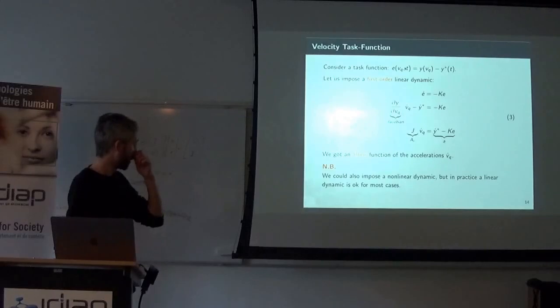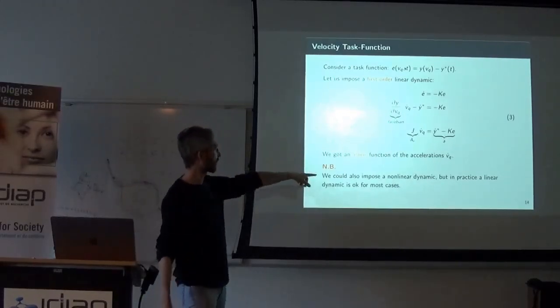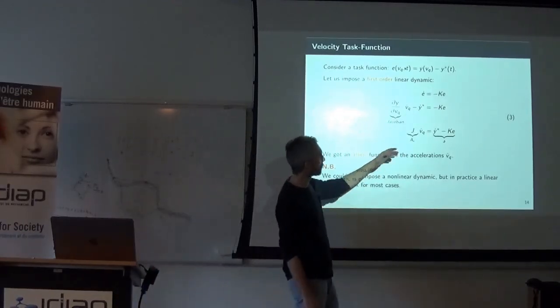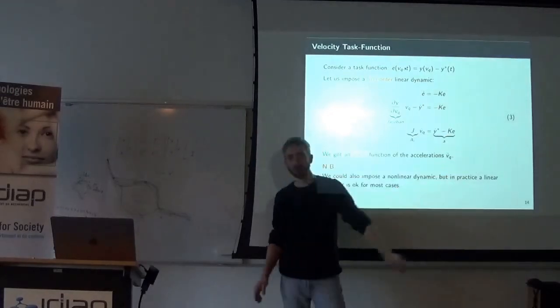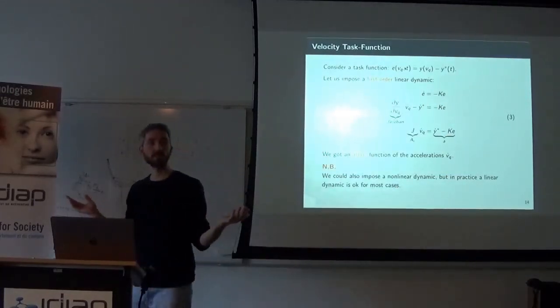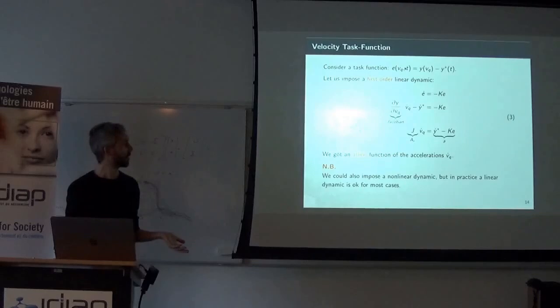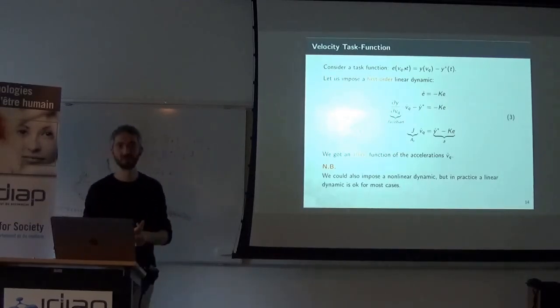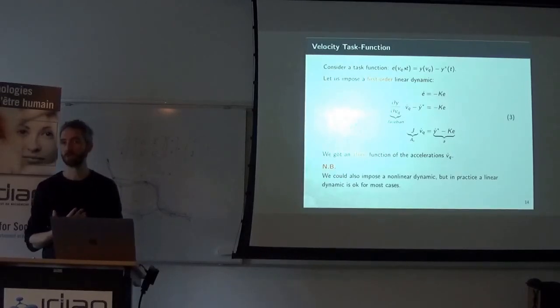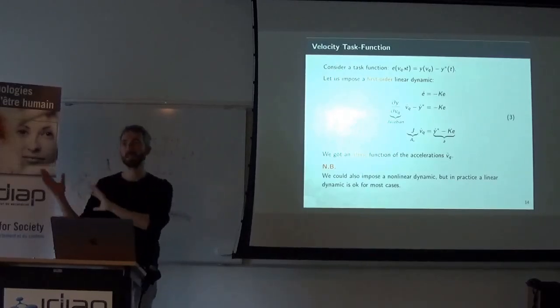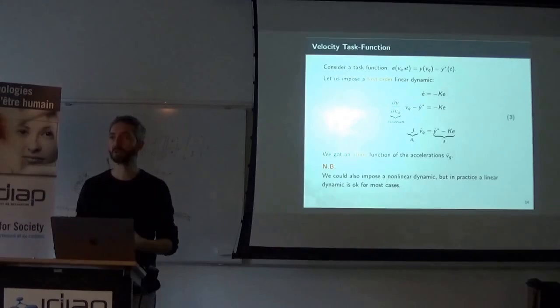And in theory, and this is something that I only realized when I was preparing the slides, we are not forced to impose a linear dynamic here. We could also impose any nonlinear dynamic, as long as it forces our system to converge to 0. But in practice, almost nobody uses a nonlinear dynamic. We could, but we don't. It's not necessary, and a linear dynamic works very well. Maybe some people add some saturation, so it becomes slightly nonlinear, but it's mostly linear.